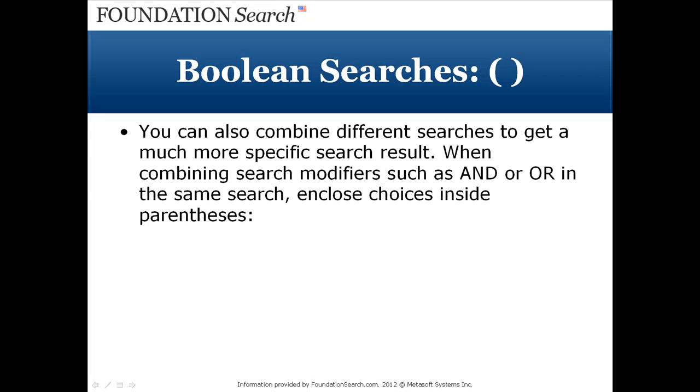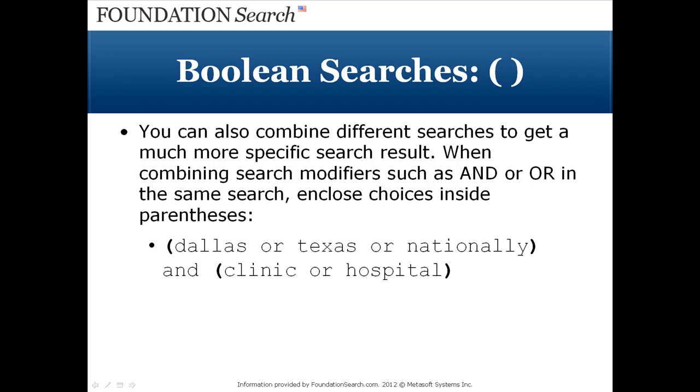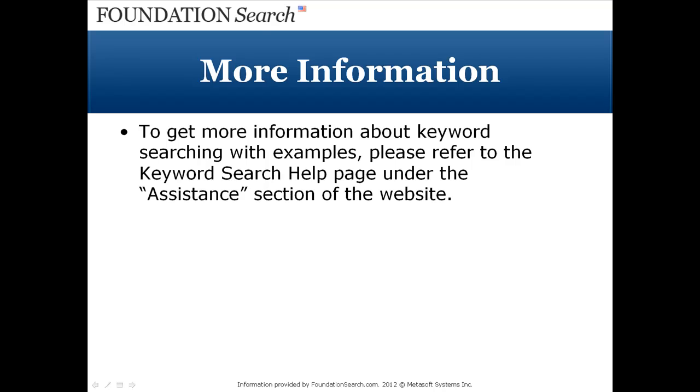You can also combine different searches to get a much more specific search result. When combining search modifiers such as AND or OR in the same search, enclose choices inside parentheses. Dallas or Texas or nationally, and clinic or hospital. To get more information about keyword searching with examples, please refer to the Keyword Search Help page under the Assistance section of the website.